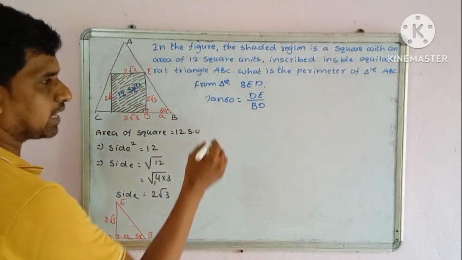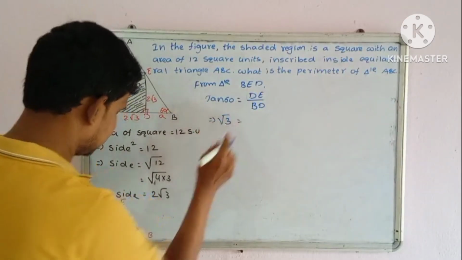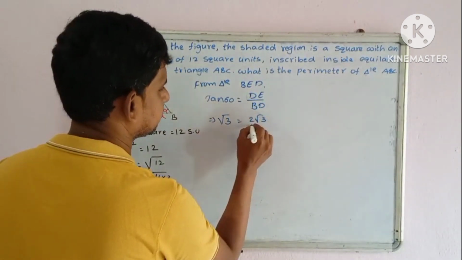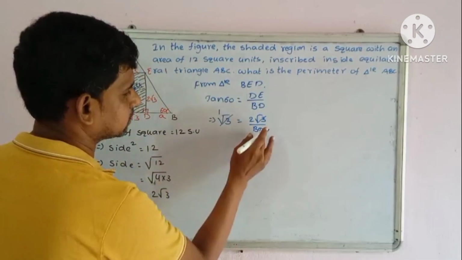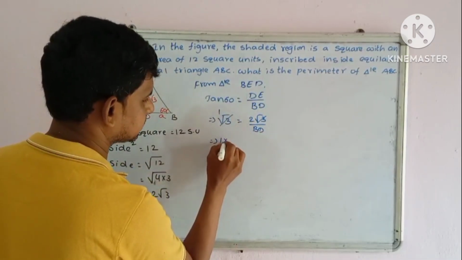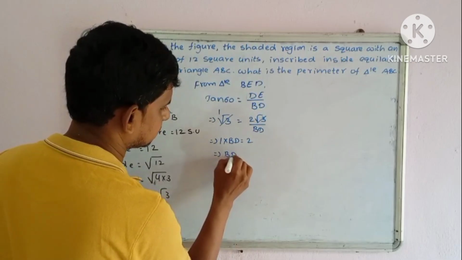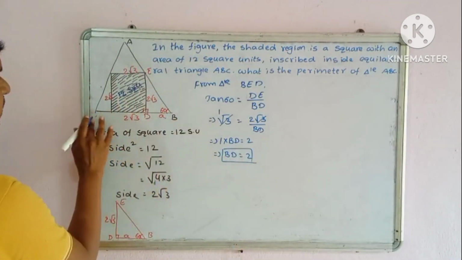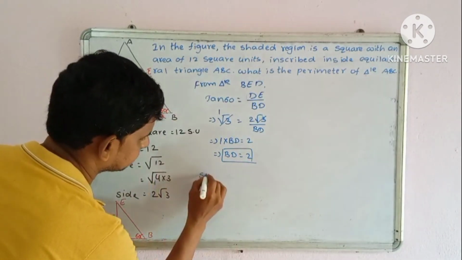Tan 60 value, how much? Root 3. Root 3 equals DE, which is 2 root 3, divided by BD. Root 3 times BD equals 2 root 3, so BD equals 2. This is 2, and this is also A only. So this is also A, the side of the square.